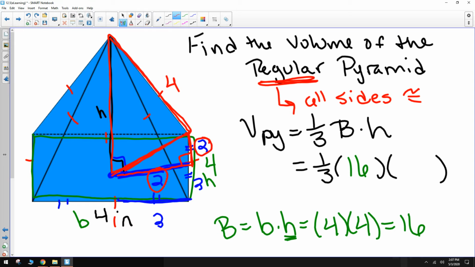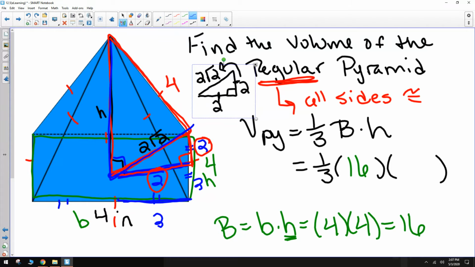They're both 2. I'm going to redraw this outside the shape. So I have a right triangle here with 2 and 2. The legs are congruent. That tells me that this is a special right triangle of 45, 45, 90. So to get to the hypotenuse, I multiply by square root of 2. So this right here is 2 square root 2. So now I have a right triangle here where the base is 2 square root 2 and the hypotenuse is 4.